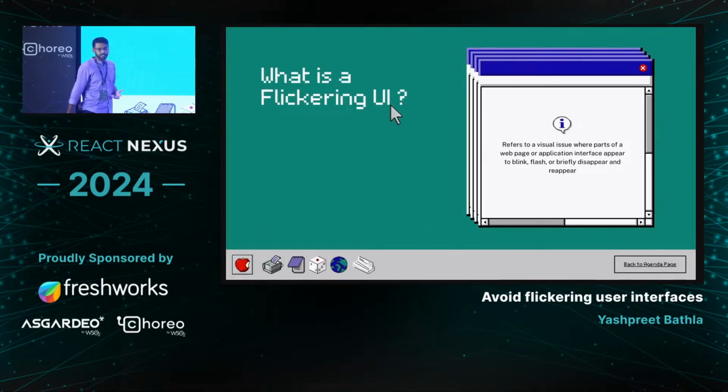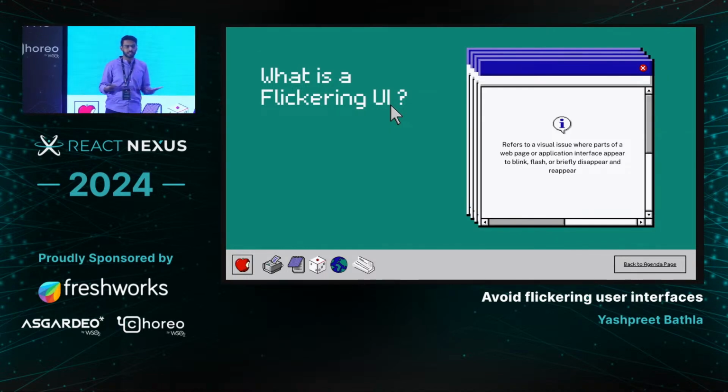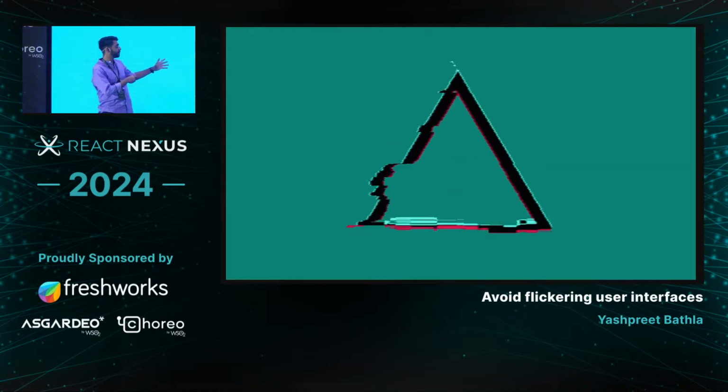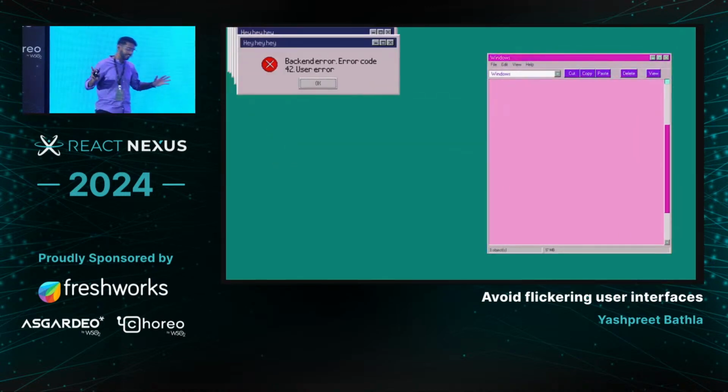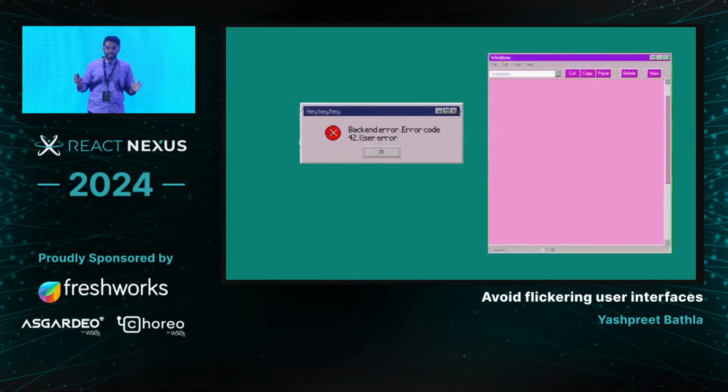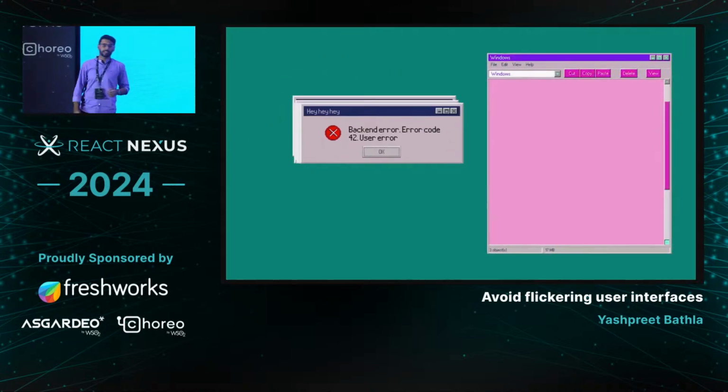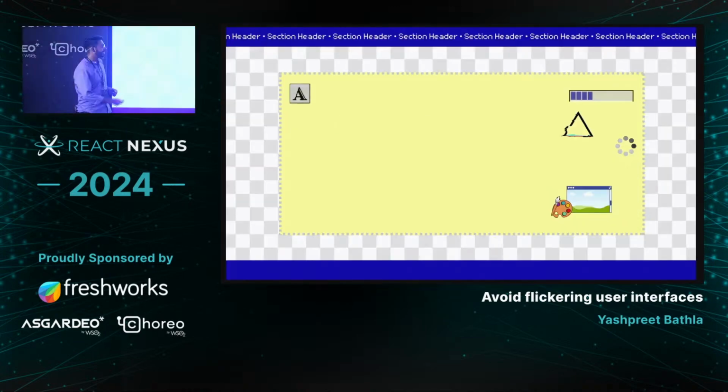So let's go. Okay, so what is a flickering UI? Flickering user interface refers to a visual issue where part of a web page appears to blink, flash, or reappear and disappear. It is called flickering. Something like this, maybe, or this. But luckily, our browsers have evolved in a very good way, and we really don't see these kinds of jitters or flickers in UIs now. So yeah, let's go ahead.